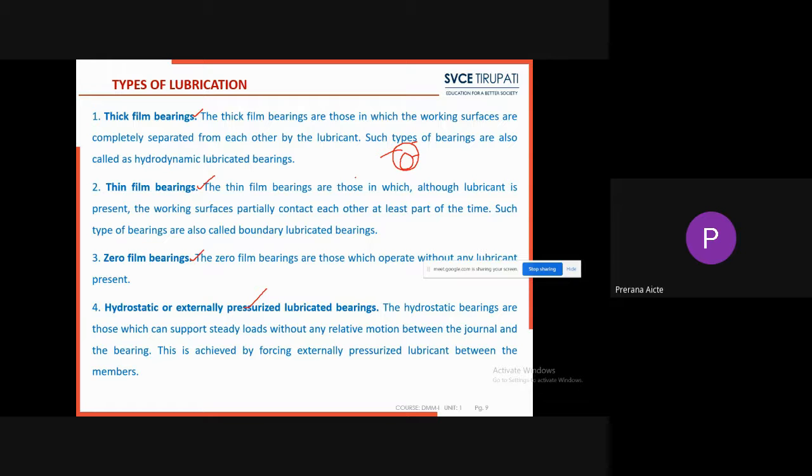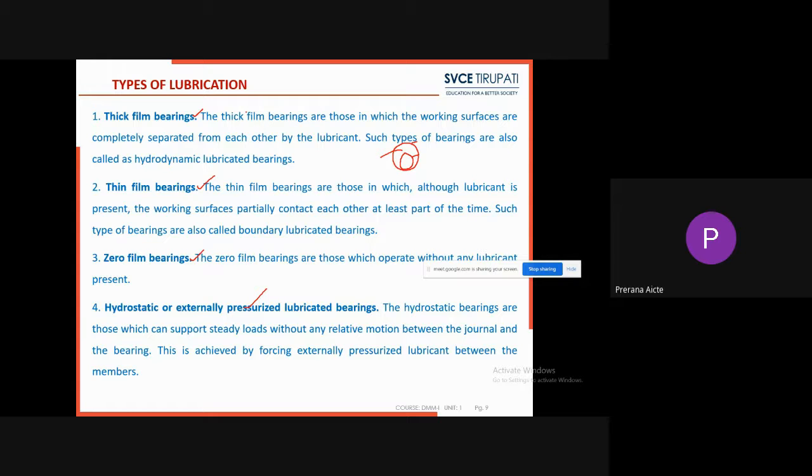What is hydrostatic? Hydrostatic means we supply lubrication oil by using an additional system, any hydraulic or pneumatic system, to supply an amount of lubrication oil from the outside to the bearing surface. That is called hydrostatic or externally pressurized lubrication bearings. These four are very important for the GATE examination, multiple choice questions. Okay, not MCQ, multiple select questions.